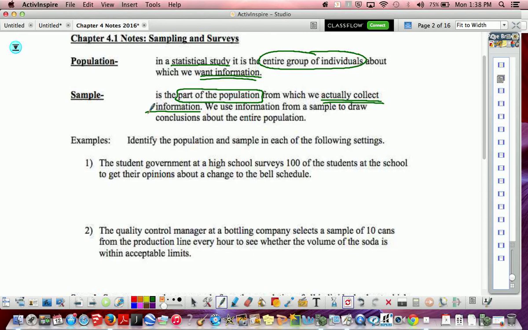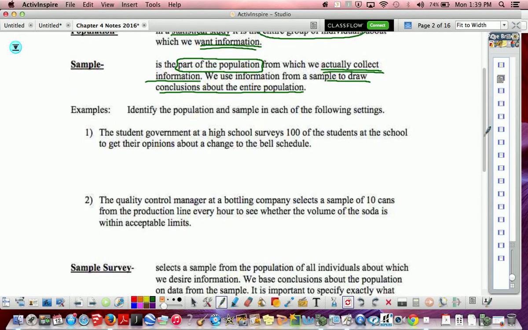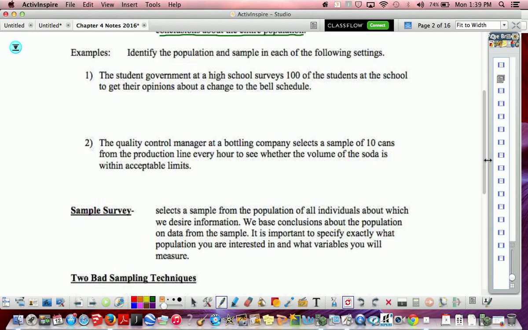Now, based off those smaller samples, we're going to draw a conclusion about what they responded to and make a conclusion about the population. Now, sometimes when you sample, you get it right. Sometimes you don't. Okay? But first of all, it's so important to be able to identify what's your population and what's your sample. So that's what we're doing in these first couple examples here. So again, it says identify the population and the sample of each of the following settings.